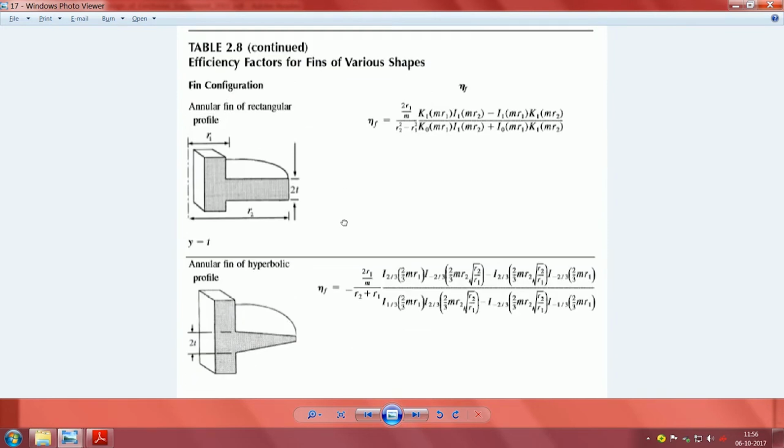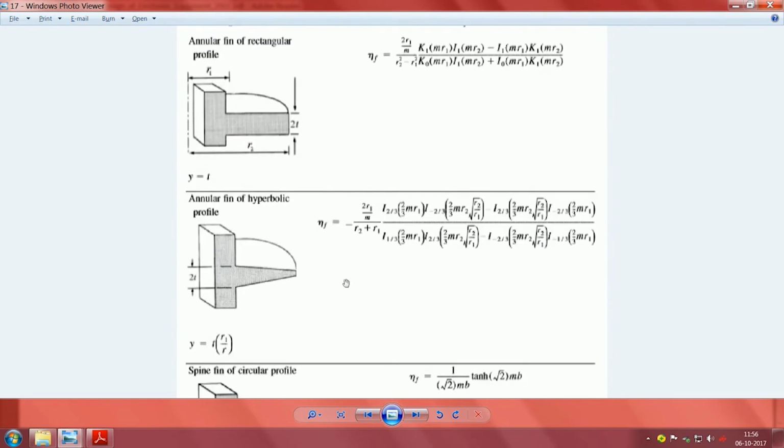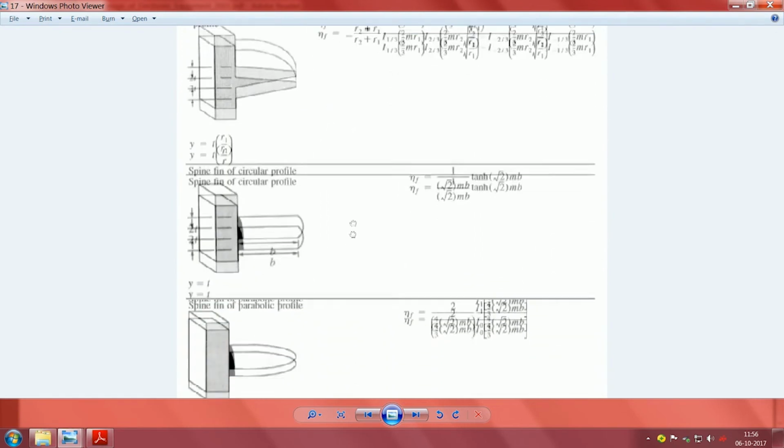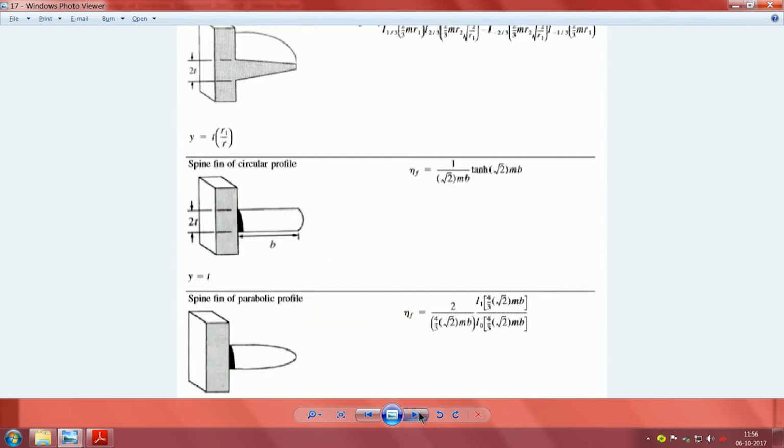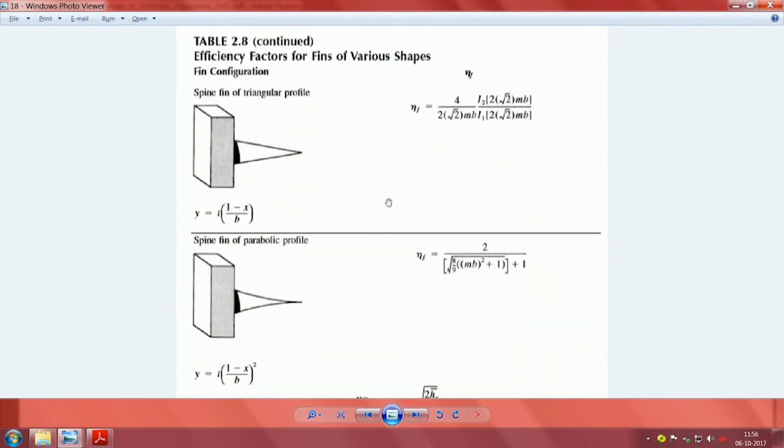Given a fin configuration, if it is an annular fin with a hyperbolic profile, meaning suppose you have a disc all around. If some of you recollect, I have shown you an electric pole on which a round cap-like thing is there. Inside we have the various devices, and imagine it is a stack of CDs and it is heated. You do find these things occasionally, and formulations for this are available. So, you have a rectangular profile, hyperbolic profile, circular profile, and so on, including a triangular profile.